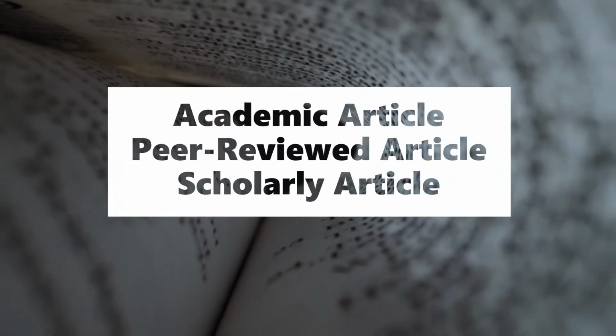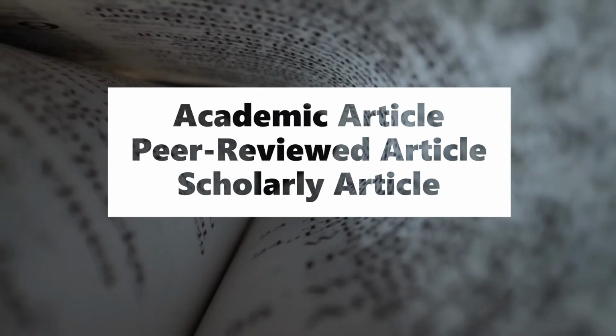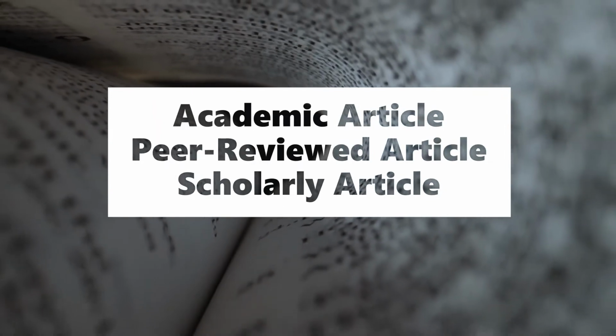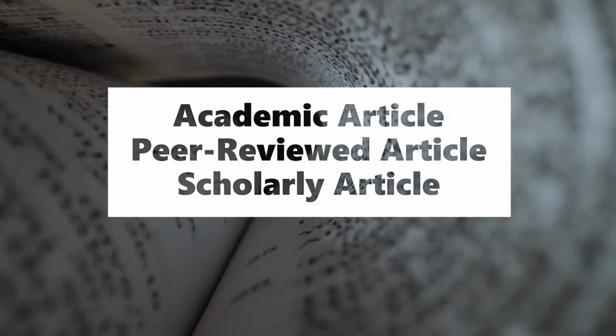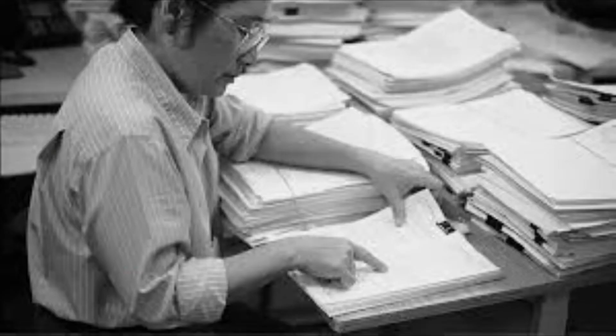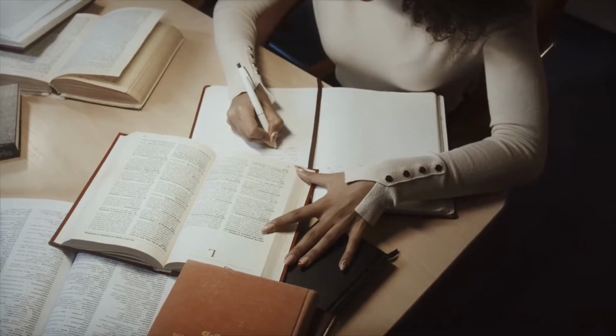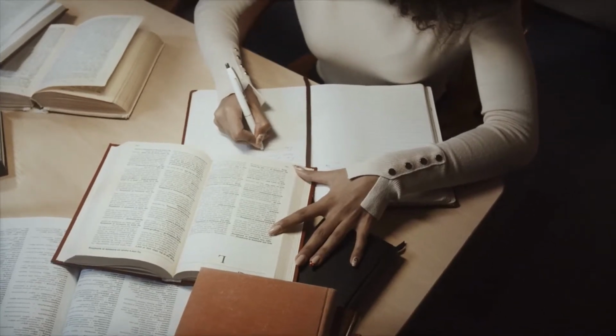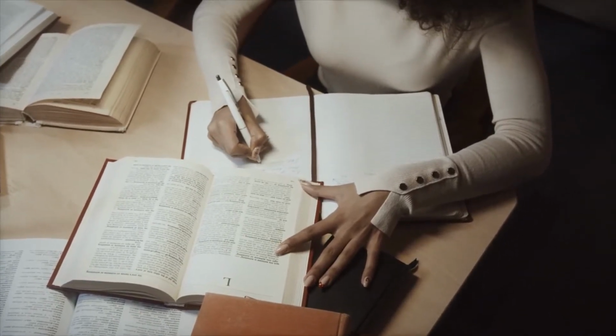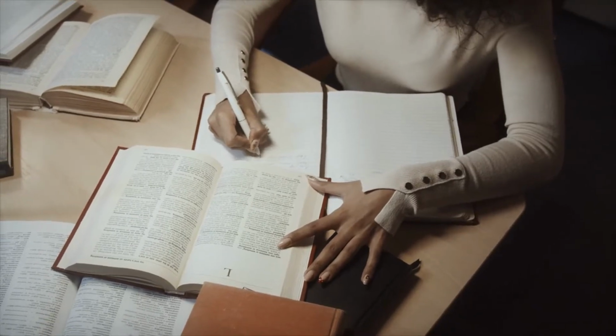You may have heard the terms academic article, peer-reviewed article, and scholarly article, but what do these terms mean? Basically, they are all different ways of describing the same thing: research articles that have been published in scholarly journals. Let's look at what a research article is and how it gets published in a journal.